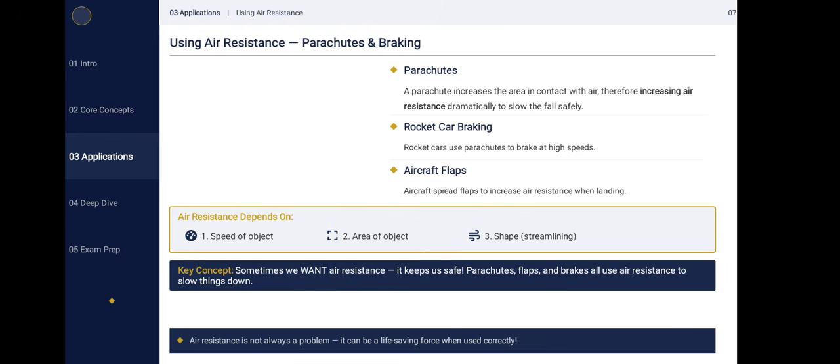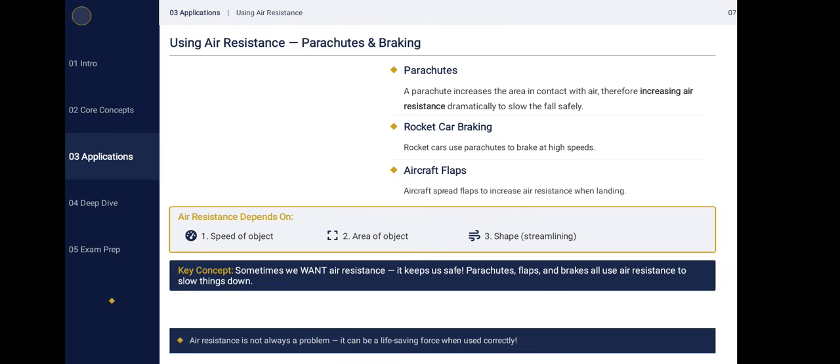When a skydiver jumps from a plane, gravity pulls them down and they accelerate rapidly. They move very speedily. Accelerate means their speed is continuously increasing due to the gravitational pull from the earth. Without a parachute, they would hit the ground at a lethal speed. It would be very harmful for them.